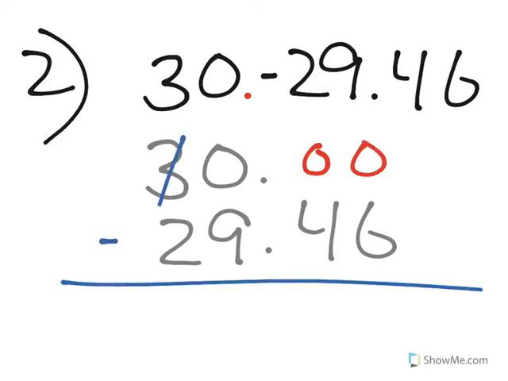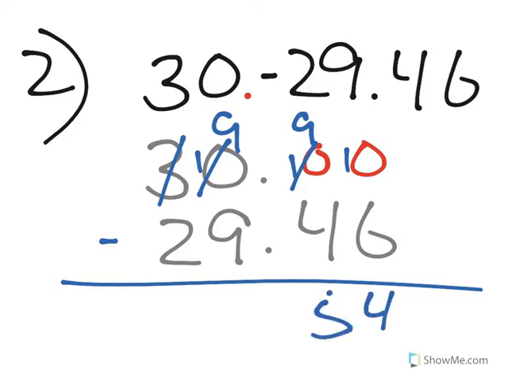So I have to borrow. And that becomes a 10. I have to borrow. That's a 10. I have to borrow. And now I can subtract. 10 minus 6 is 4. 9 minus 4 is 5. Put my decimal. And I only need 1 0 in front there. So my answer is 54 hundredths.